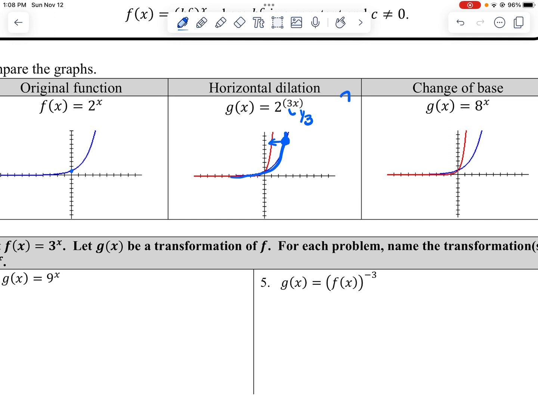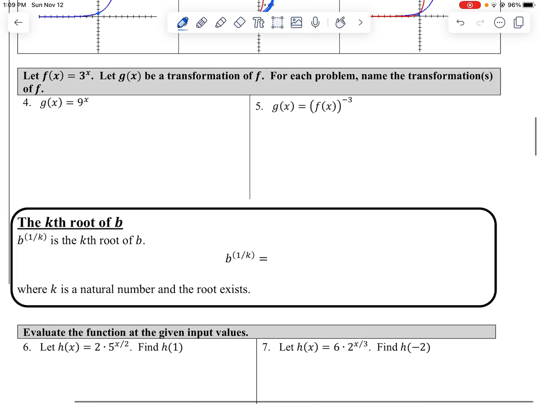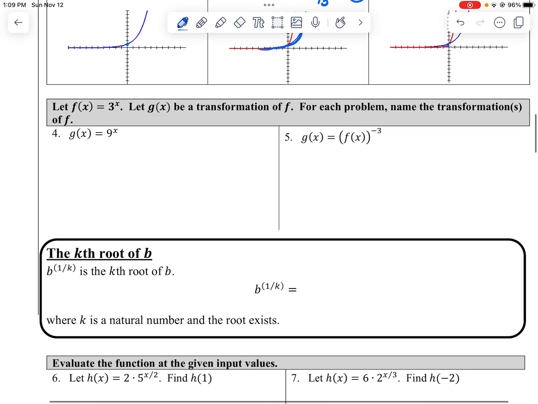But really, this can be 2 to the 3rd to the x, which is really 8 to the x. But we can see that's the same thing because it's going to bump that up higher. So our change of base makes it a bit steeper. So let's take a look. What is the transformation of 3 to the x?